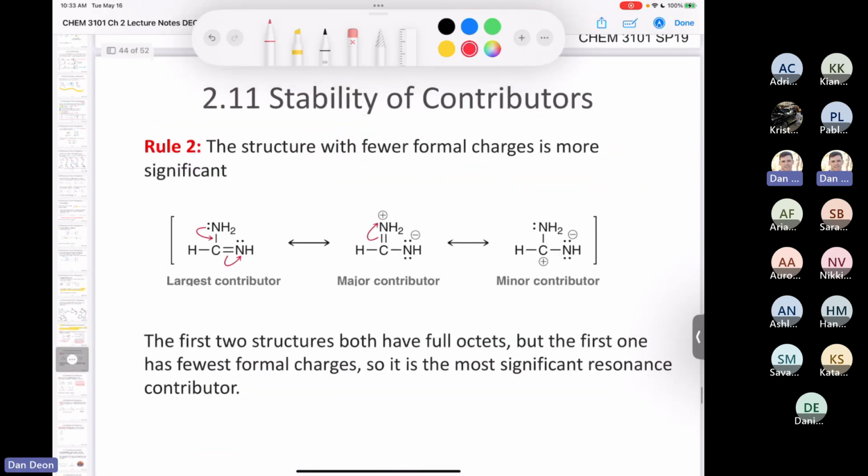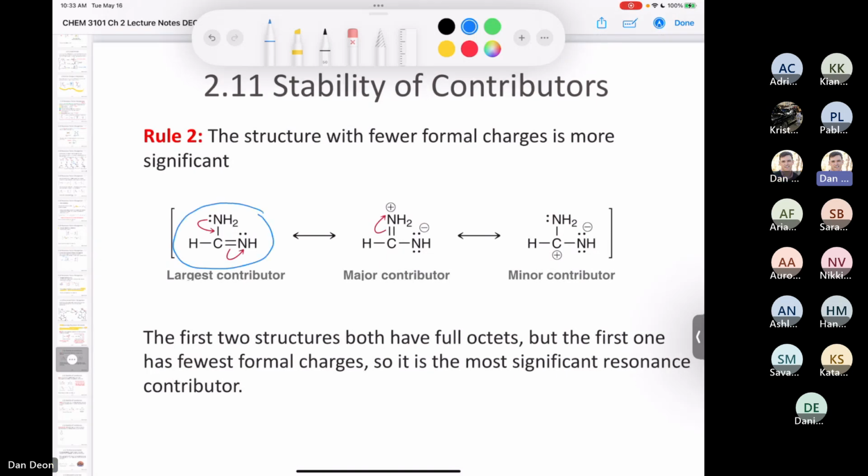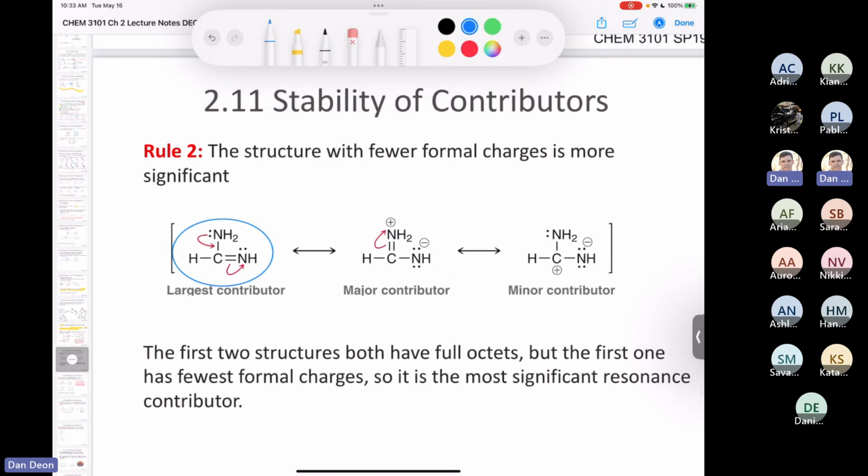Rule number two is that you want to minimize the formal charges. That's really all it is. Whichever resonance structure has the fewest formal charges, that's going to be your major contributor. So if you look at all three of these, the first one has no formal charges. So if you're thinking, well, whichever one has no formal charges is going to contribute the most, absolutely, 100% correct.